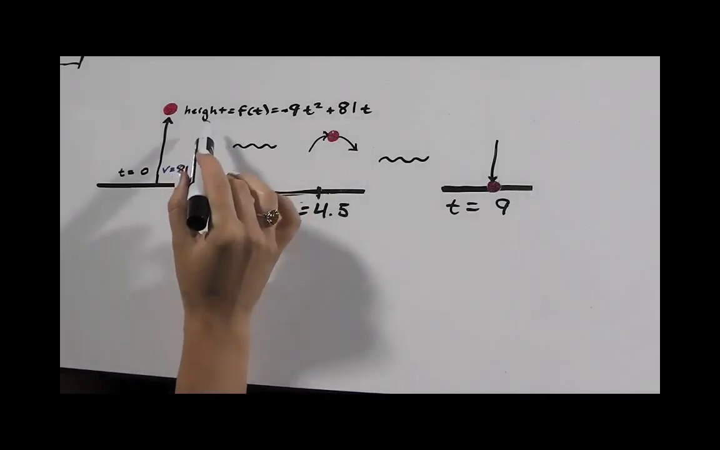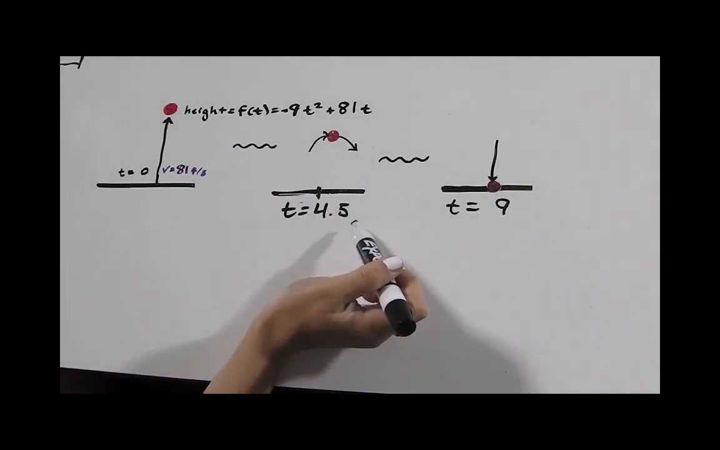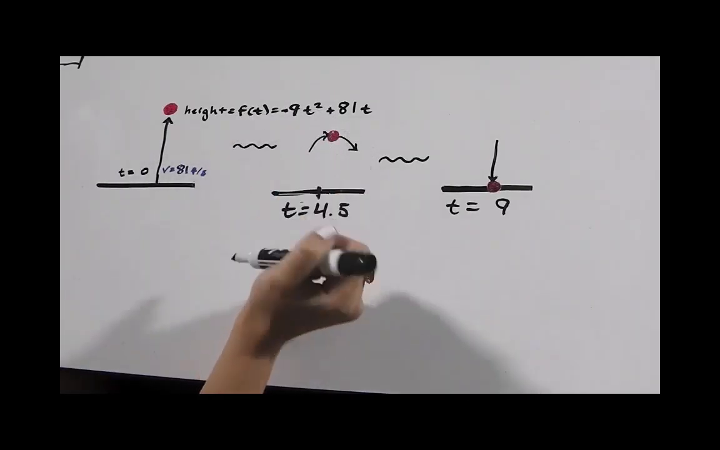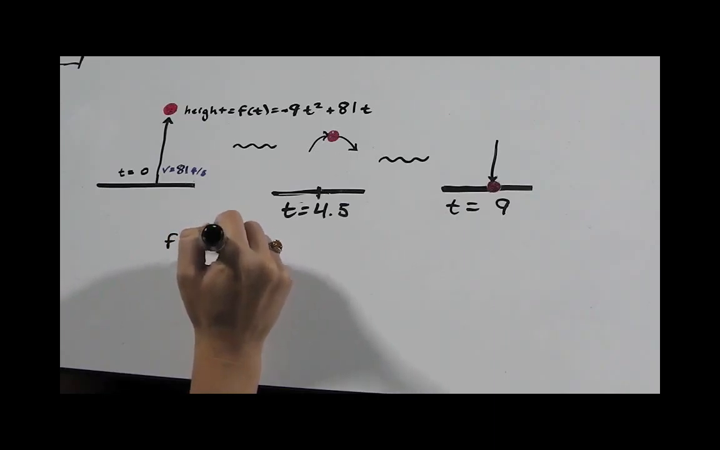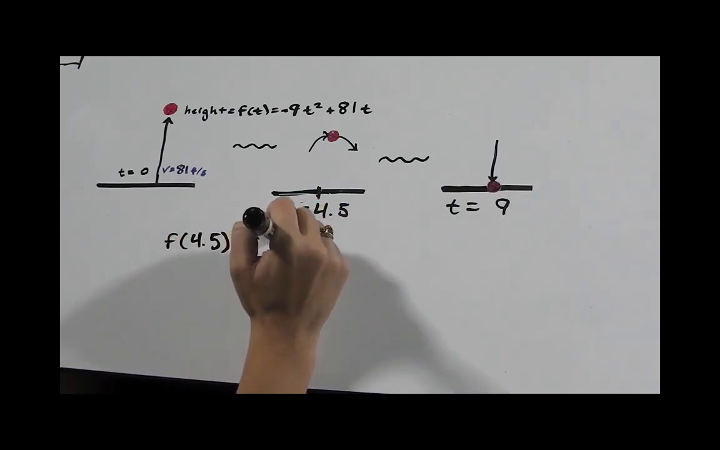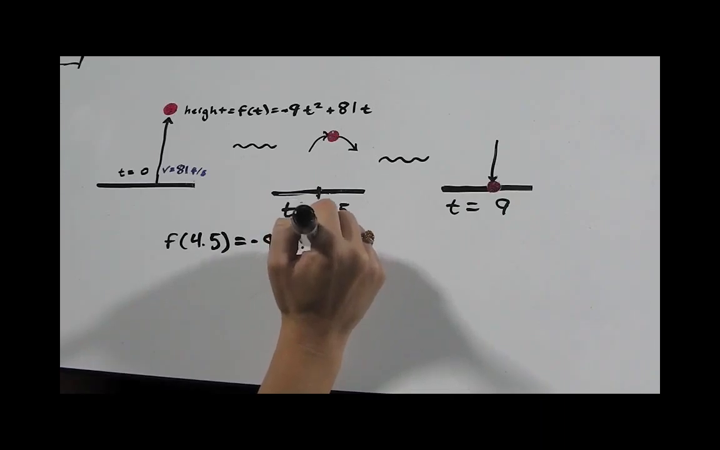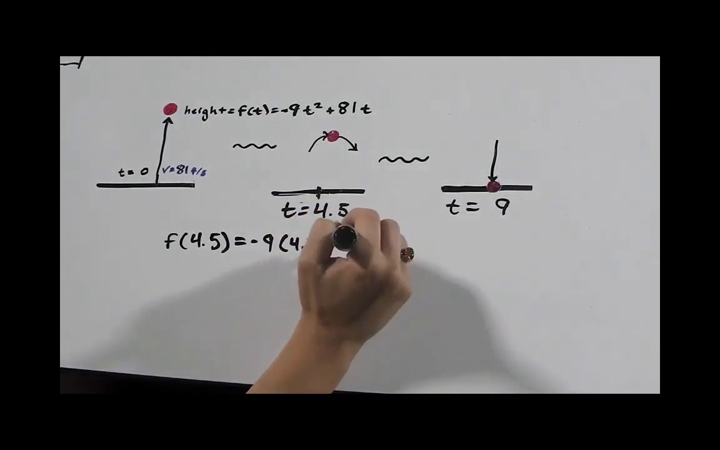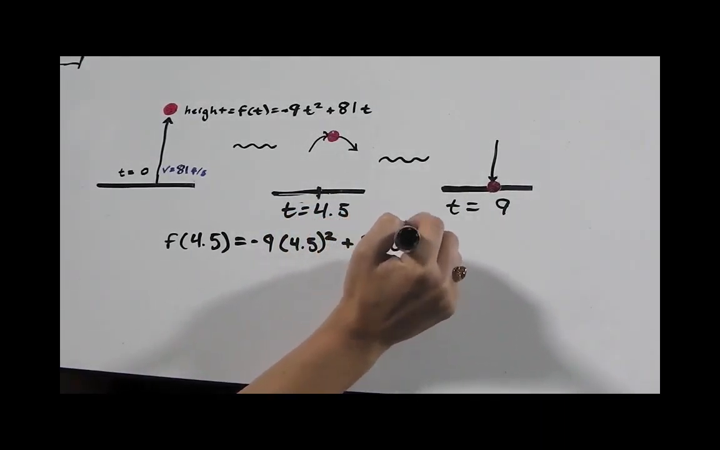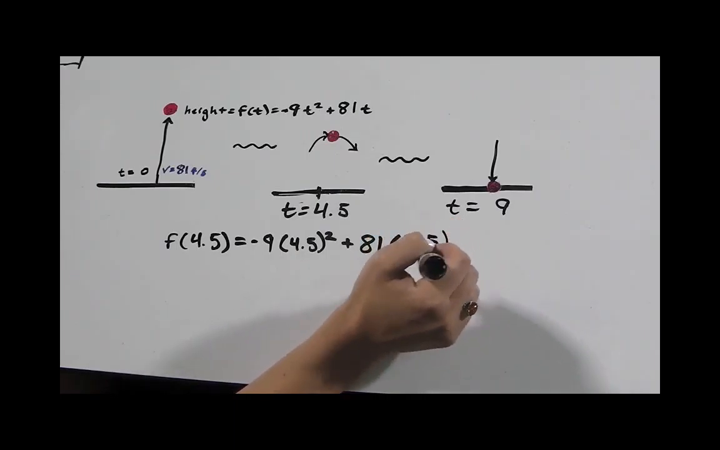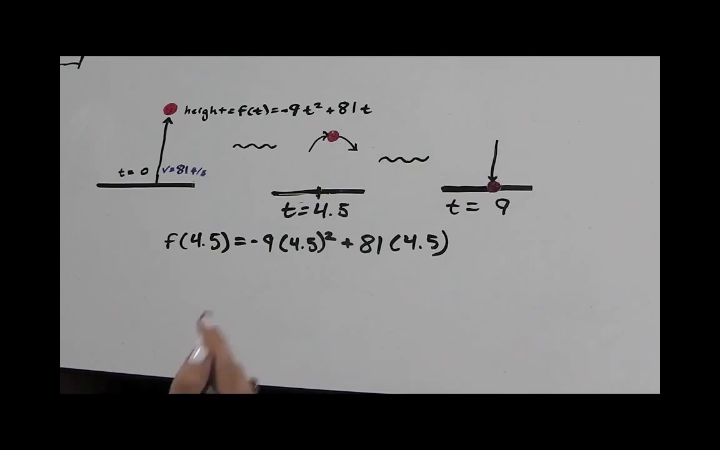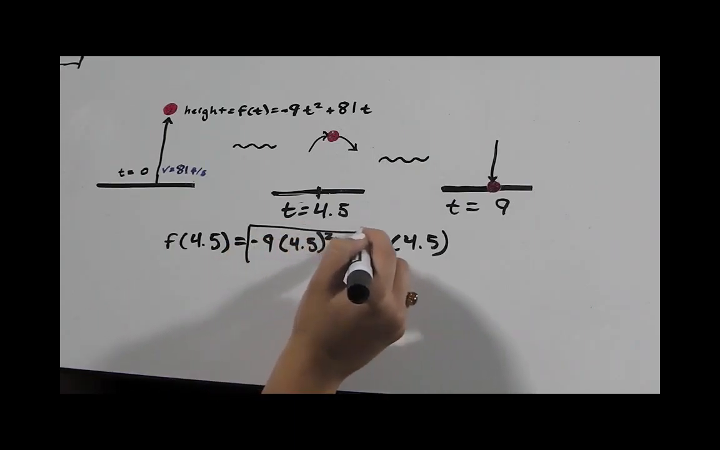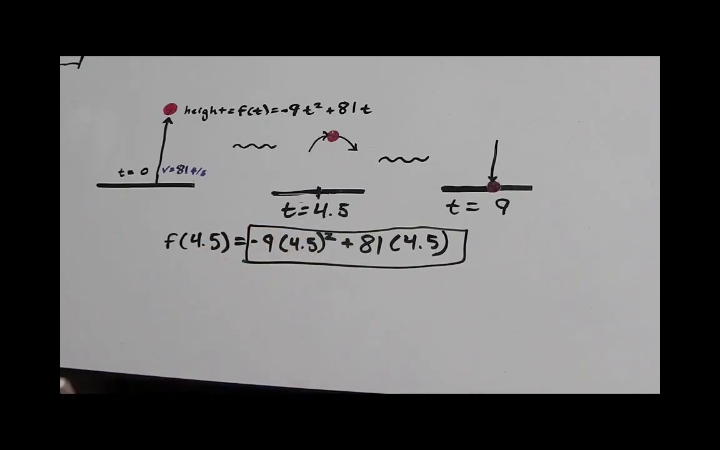Well, we can figure out the height at t equals 4.5 just by plugging it back into f of t. So f of 4.5 equals negative 9 times 4.5 squared plus 81 times 4.5. Now, I don't really feel like solving this out, but you're welcome to at home. It's also possible to just plug this answer in to WebWork as your answer for the maximum height of this pomegranate.